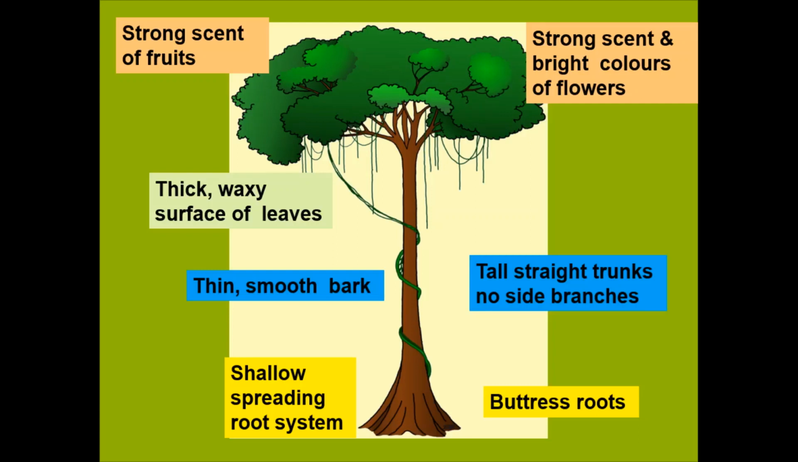Tall straight trunk, no side branches, as you can see, because the sun cannot go deeper in. I mean, the heat reaches just the top layer of the forest, so there are no branches here. Okay. Thick waxy surface of leaf, as mentioned, also because it protects the leaves from bacteria and all that. And then the flowers are strongly colored and scented because the pollination is by insects and animals.